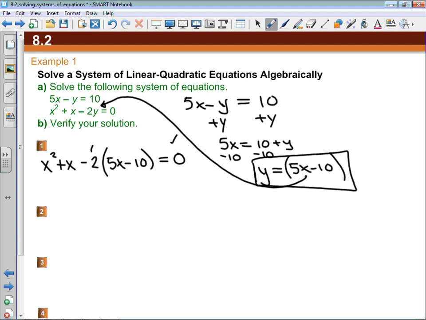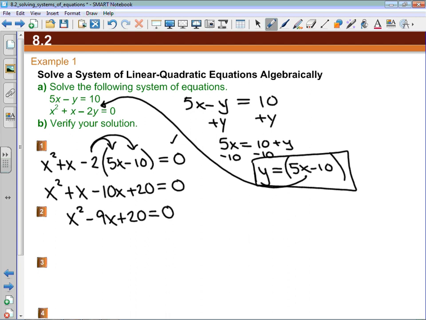So I'm going to distribute that negative 2 into the bracket, which means I have x squared plus x minus 10x plus 20 is equal to 0. And then I'm going to collect my like terms. So x squared minus 9x plus 20 is equal to 0. What I need to do is solve that.